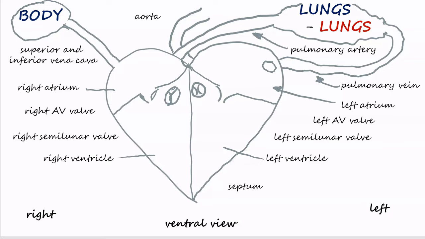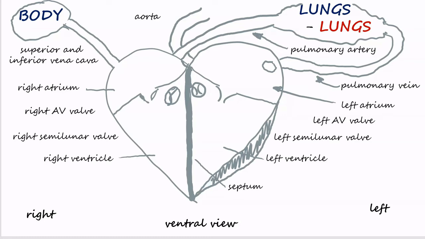The structure that divides the heart is the septum. So let's give it more thickness. And since we're at it, let's give the left ventricle more muscle, since it's pumping blood through the rest of the body.